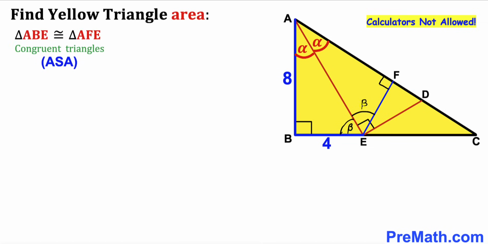Now we can see that these two right triangles, ABE and AFE, are congruent triangles according to the angle-side congruency theorem. So this side length BE is congruent to this side length EF, and this side length AB is congruent to this side length AF. So this side length AF turns out to be 8 units, whereas this side length is 4 units. And here's our next step.